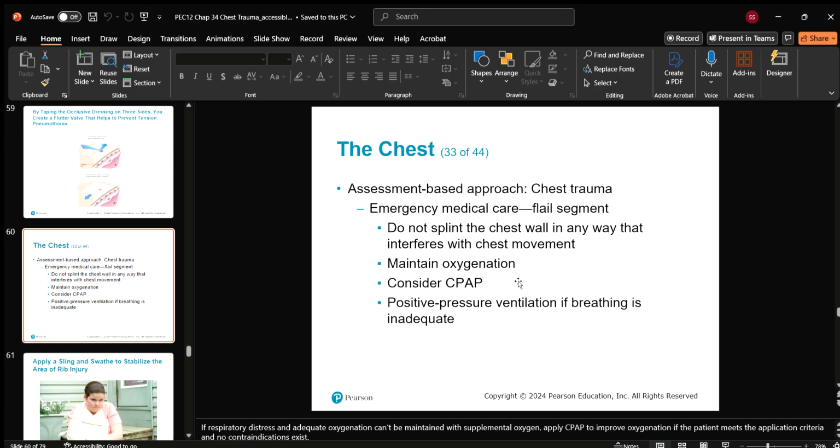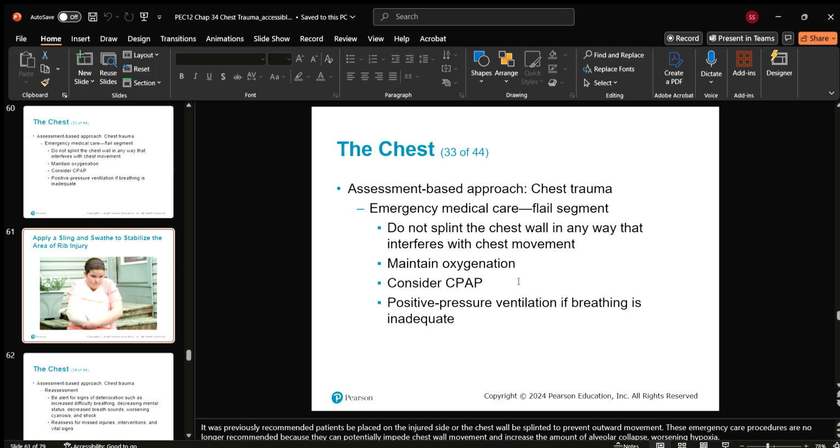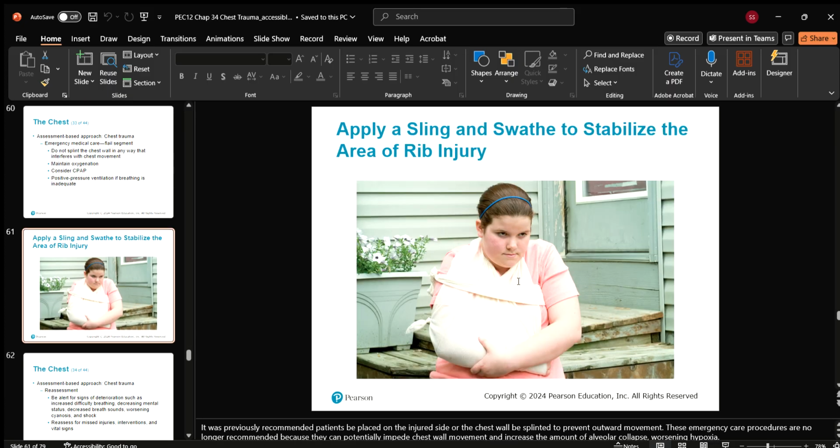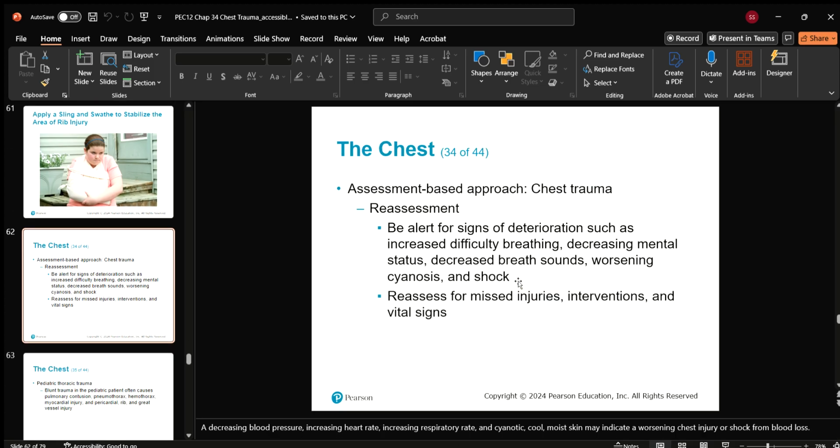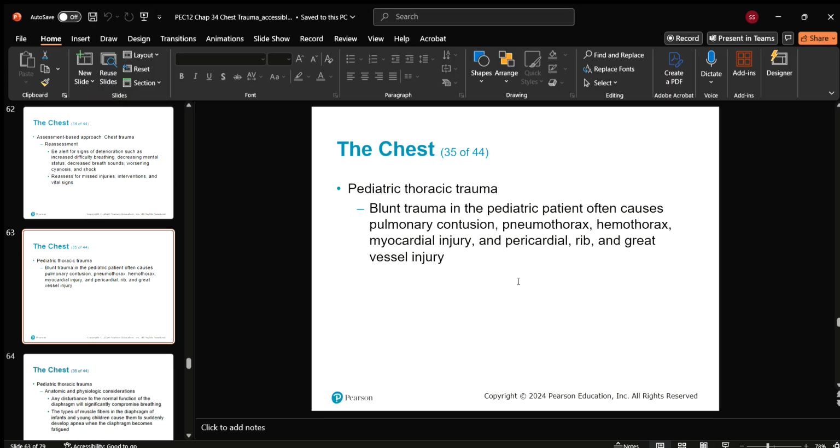All right, don't splint the chest wall in any way that interferes with chest movement, like we were talking about earlier with a flail chest. We don't do that. Consider CPAP, except for tension pneumothoraxes. Then provide positive pressure ventilation, i.e. through a BVM, if their breathing is inadequate. Something else we can do is a sling and swathe, and maybe stabilize that injury. And constantly reassess our patient.